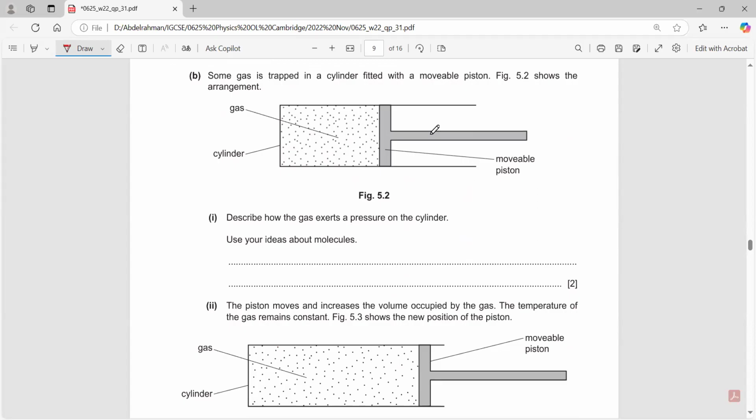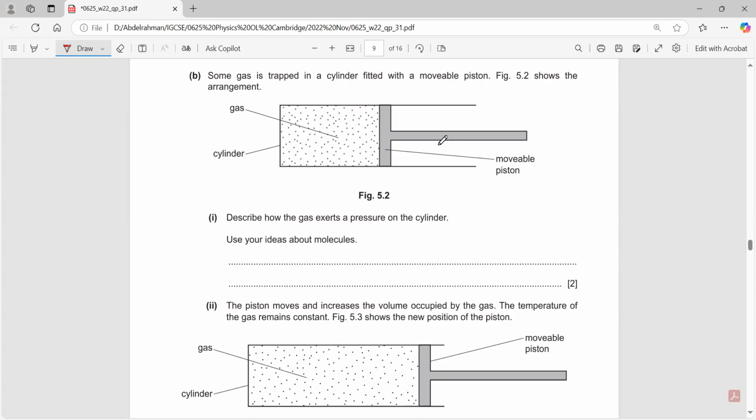Some gas is trapped in a cylinder fitted with a movable piston. Describe how the gas exerts a pressure on the cylinder. Use your ideas about molecules. How do gas molecules exert pressure on the cylinder?